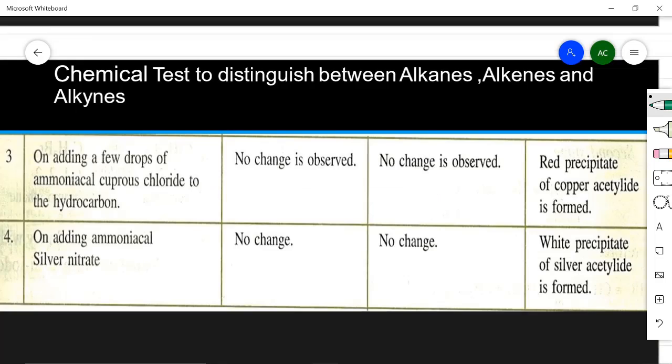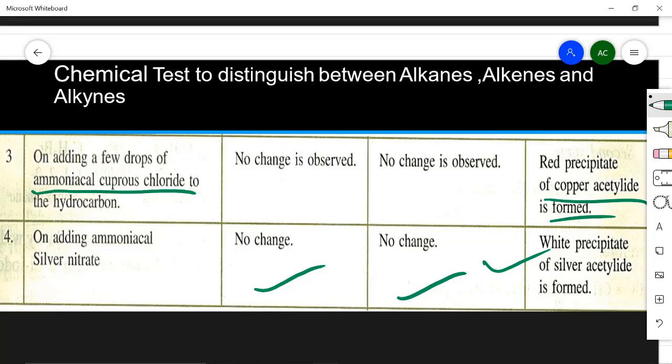Now comes the next, that is on adding a few drops of ammoniacal cuprous chloride, that is Fehling's solution. Okay, this is known as Fehling's solution. No change is observed in both alkanes and alkenes, but change will be observed in alkynes, that is formation of red precipitate of copper acetylide. And on adding ammoniacal silver nitrate, which is Tollens reagent, no change in alkanes and alkenes, and white precipitate of silver acetylide is formed in alkynes. So ammoniacal silver nitrate is Tollens reagent.